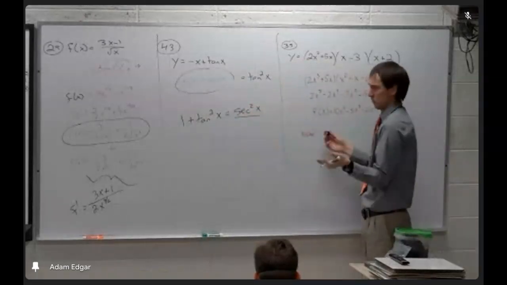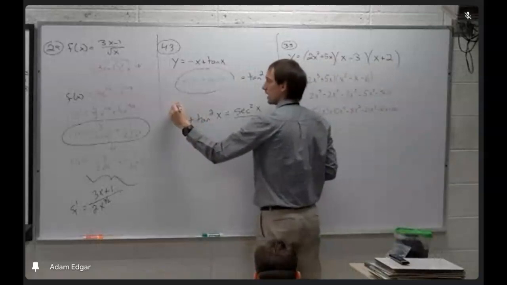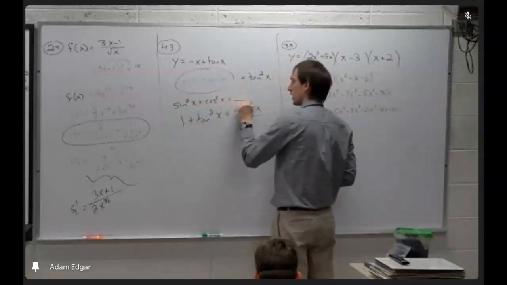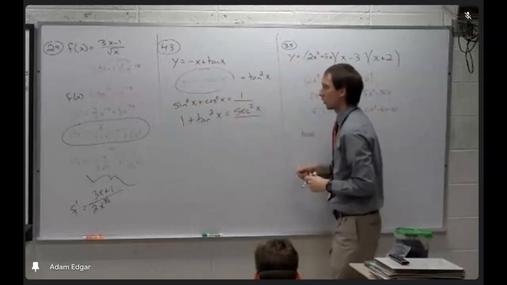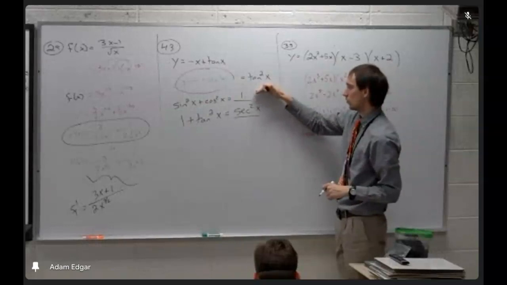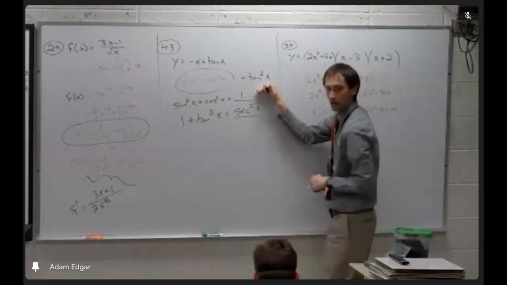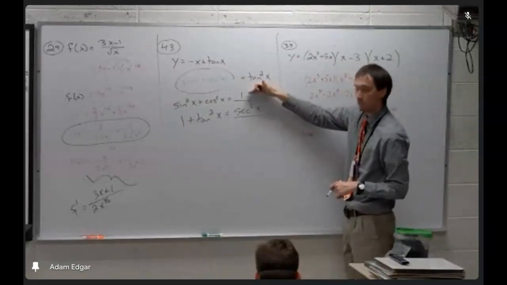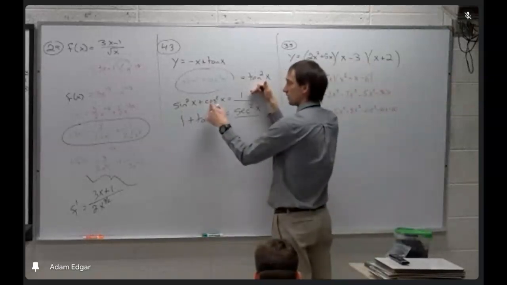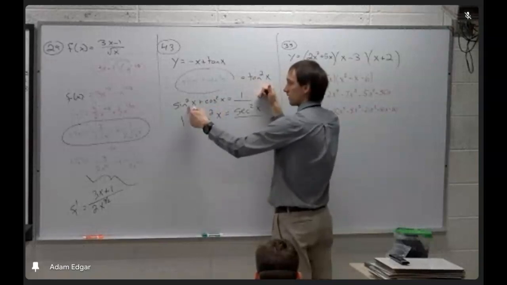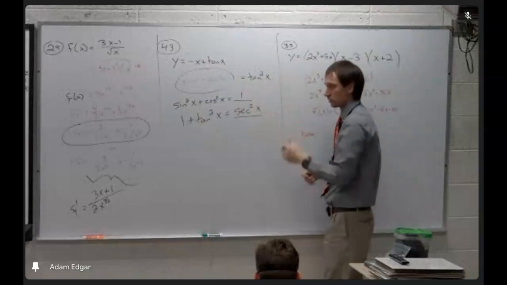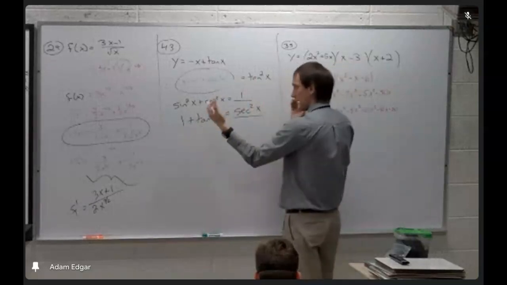Where did that come from? What's the main Pythagorean identity? Sine squared x plus cosine squared x equals fill in the blank. 1. How do we get from here to here? Well, if we want to get secant squared thrown in there, what do we have to divide 1 by? Cosine. So if you divide by cosine, cosine divided by cosine is 1. Sine divided by cosine is tangent, and 1 divided by cosine is secant. So just divide everything through by cosine squared, and there you go.